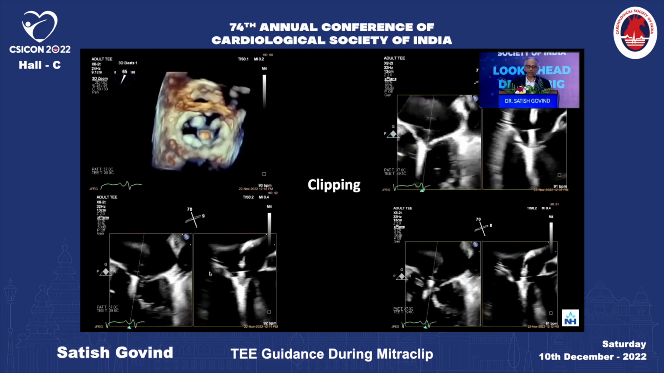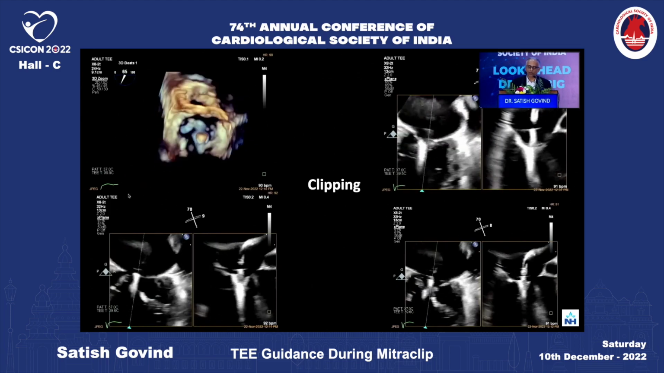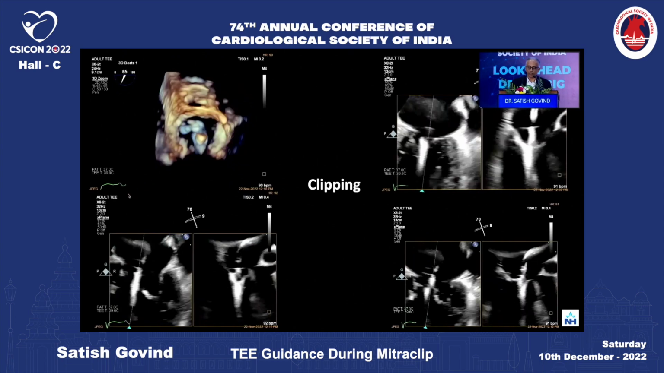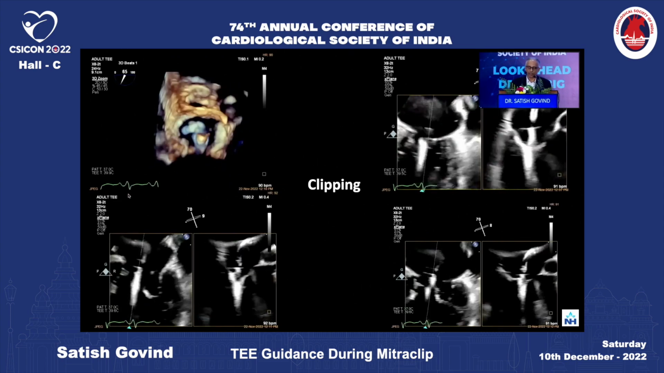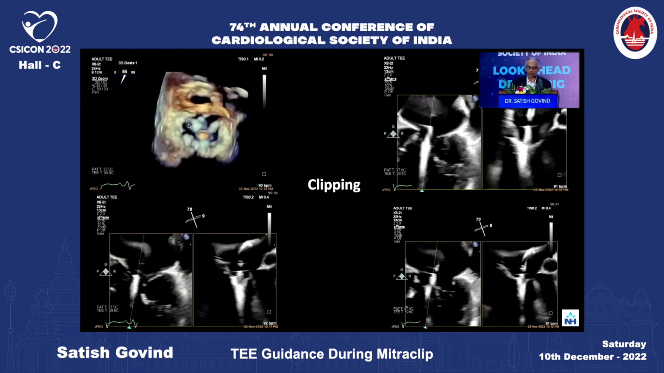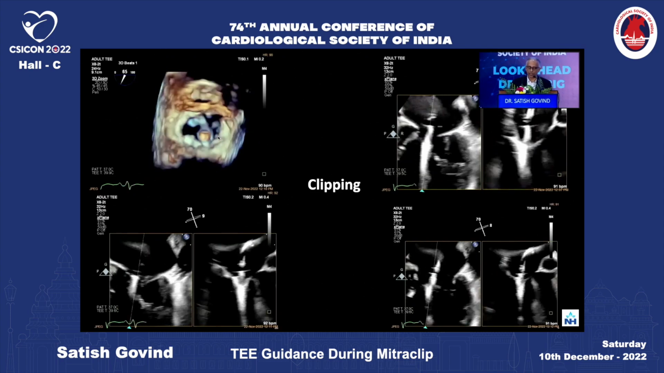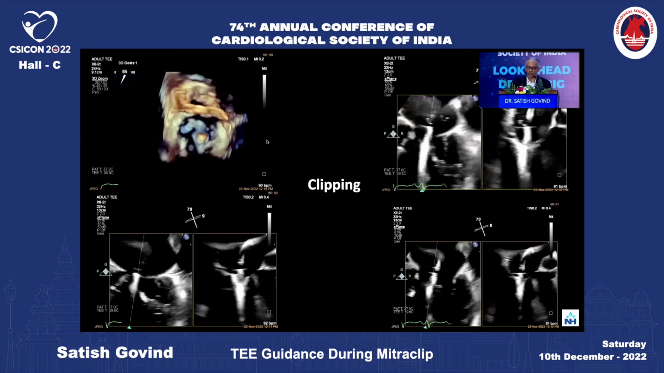And once it is beyond the mitral valve, the gain may have to be reduced, because the tissue has to be removed as far as the leaflets are concerned, because you need to see the clip much better. So you reduce the gain quite significantly, and you see the clip arms over there.